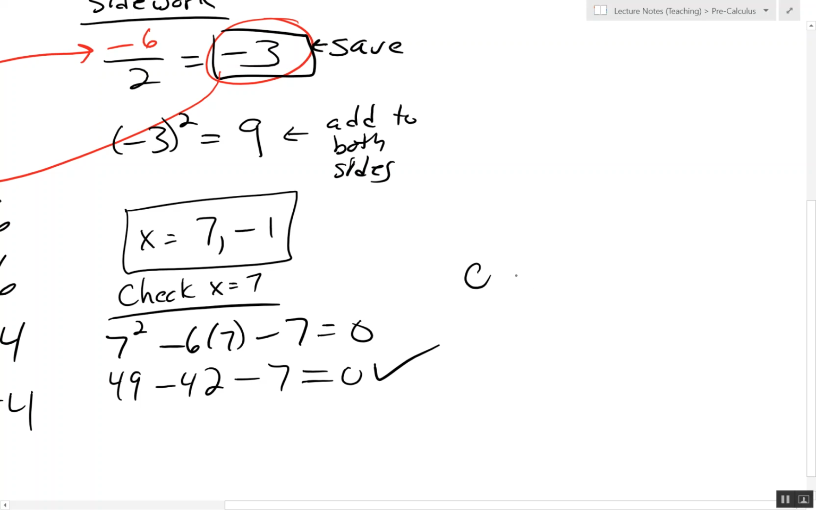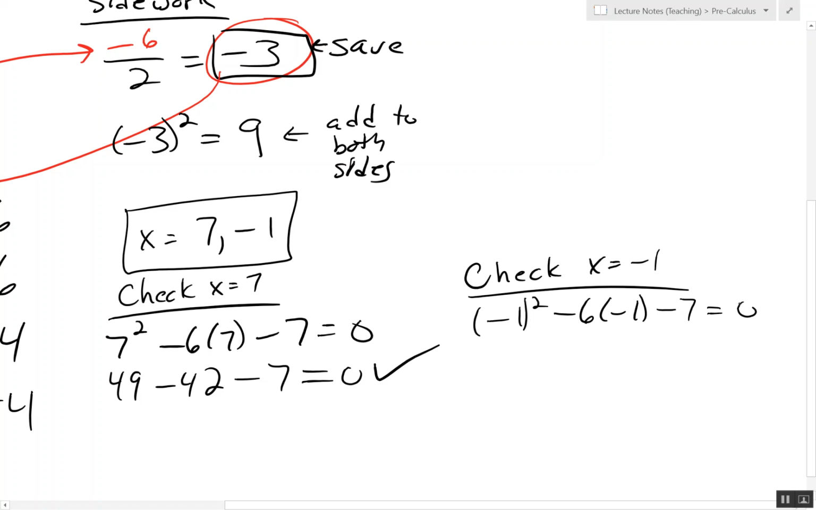So let's check x equals negative 1. Not positive 1, negative 1. And so we're going to get negative 1 squared minus 6 times negative 1 minus 7 equals 0. So we'll get a positive 1 plus 6 minus 7, which definitely equals 0. So these are our solutions.